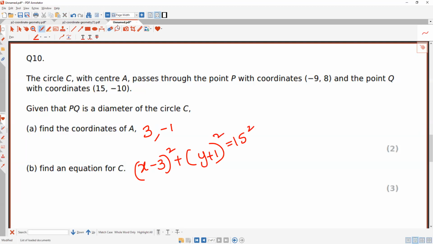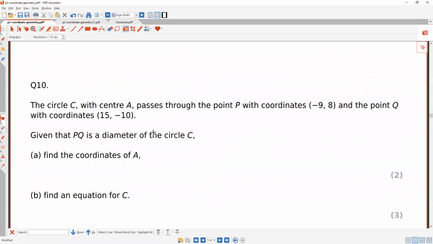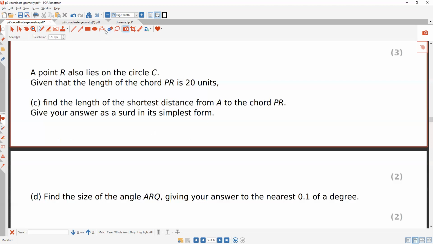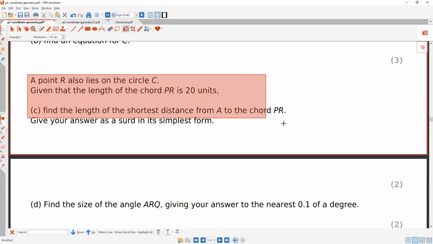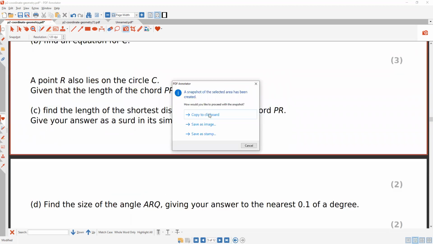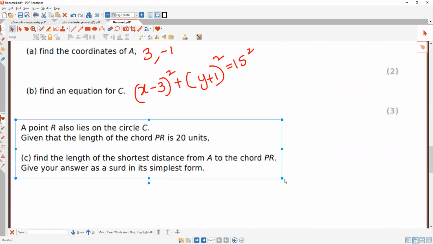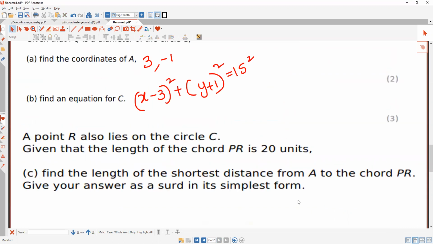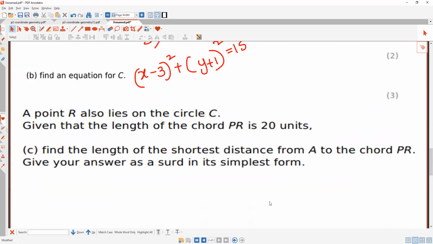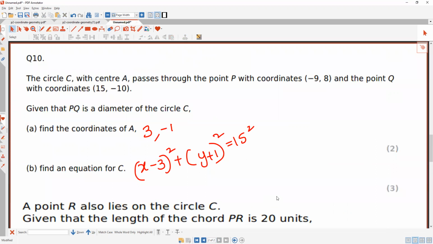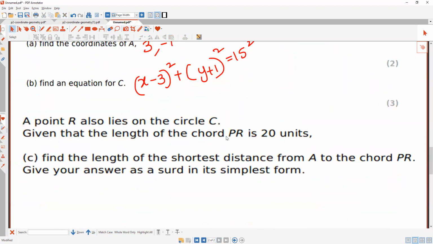Okay, fine then. Now, Shirin was saying she has doubt in the C part. Point R also lies on the circle C, given that the length of PR is 20 units. What is P, by the way? They gave the coordinate. The circle passes through the point P. And Q. PR is 20 units. Okay, let's draw a diagram.